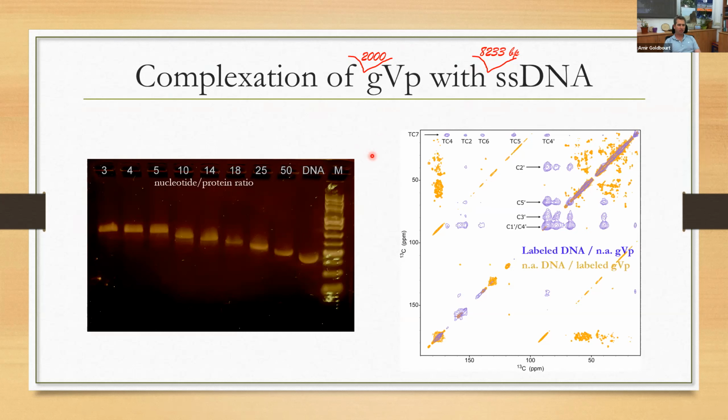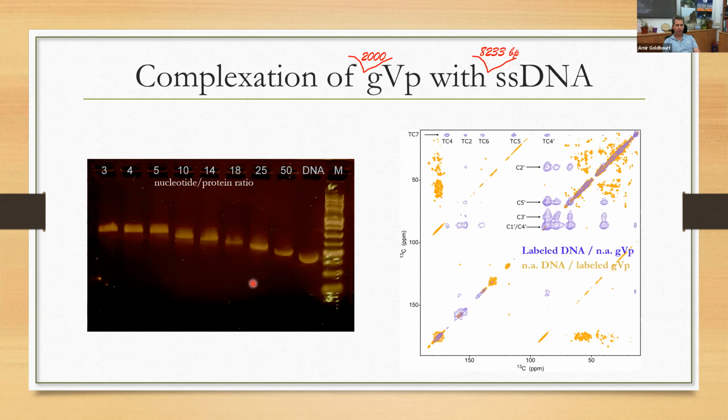What you see here is just an agarose gel with different ratios of nucleotide to protein. And as we bind more and more protein, what you see is that the complex migrates less and less until it saturates between 3 and 5 nucleotides per protein. And this is actually the value that was reported in the literature in much, much older studies. It also shows you that we get the complex very nicely, as reported.